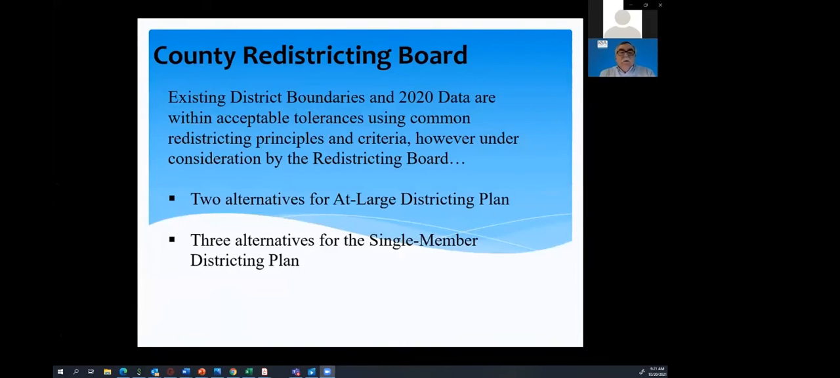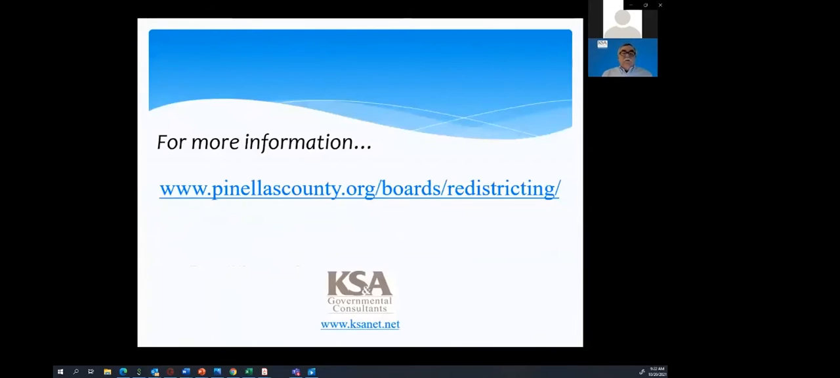So although the existing districts are within acceptable tolerances, there are a few different alternatives that the Redistricting Board has developed for consideration. It doesn't mean that the Redistricting Board will approve any of these, but they are being considered at the present time, and we can talk about those shortly. But if you would like more information on the process, you can go to this page on the Pinellas County website.